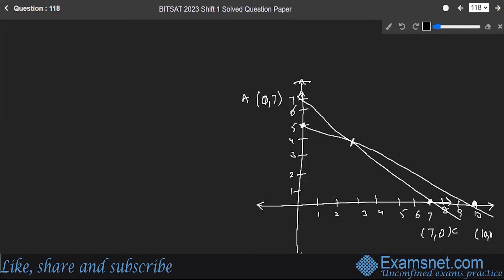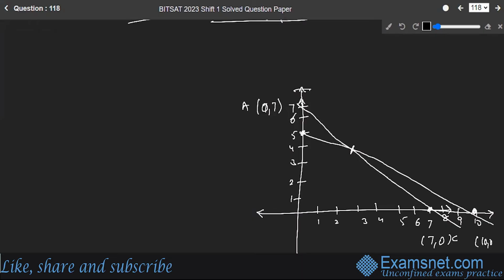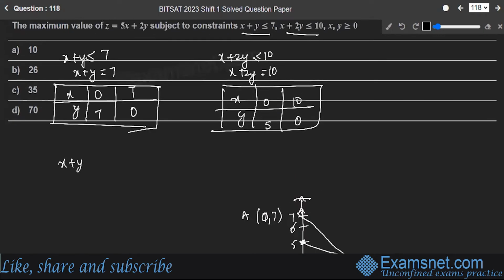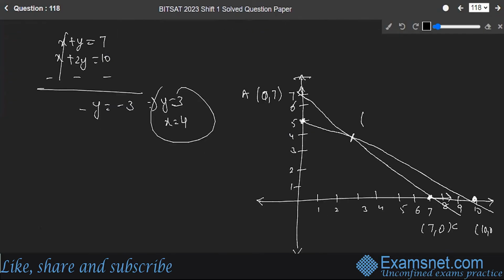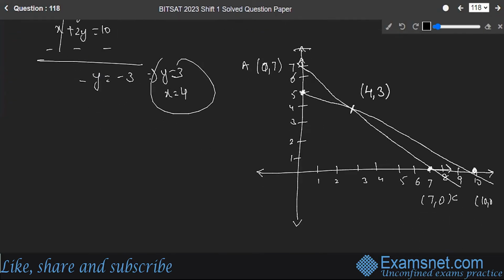For the point of intersection of the 2 lines, the first one was x plus y is equal to 7. And the second one, x plus 2y was equal to 10. Subtracting, they will cancel. Minus y is equal to minus 3. So you have y is equal to 3. And for y is equal to 3, you will have x is equal to 4. So this is the point of intersection, 4, comma 3. Let's say this is the point B, and let's say this is the point D. This is 0, comma 5. So you have to find out this area.